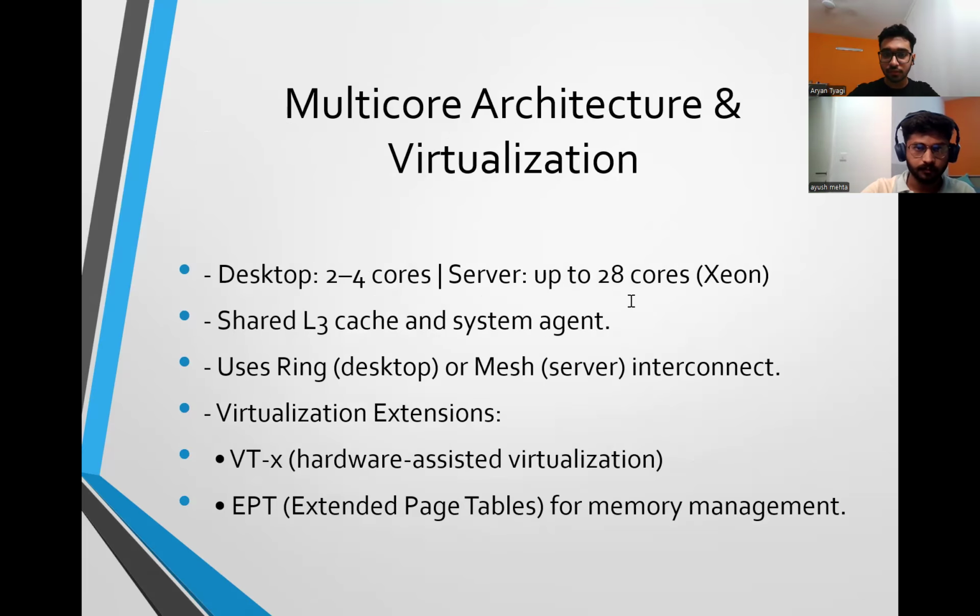Multi-core and virtualization. Desktop variants of Skylake CPUs typically feature 2 to 4 cores, while Xeon versions can scale up to 28 cores. The architecture employs ring and mesh interconnects, allowing efficient communication between cores and caches. An integrated memory controller further reduces latency, improving overall performance across parallel workloads. With that understanding, let's now look at Skylake's historical context and how it compares with other architectures.